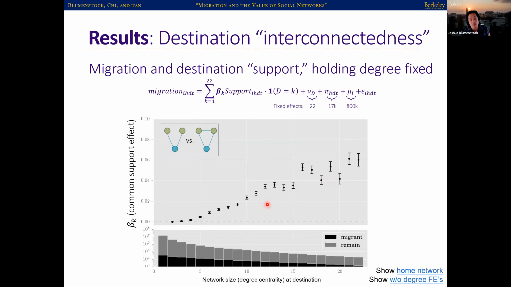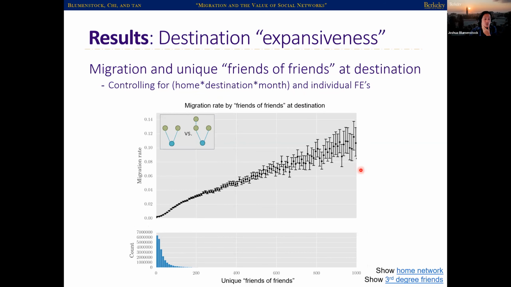In other words, conditioning on the size of a network, you're always more likely to go to that destination when the people in that destination are more interconnected, but also that the effect is increasing. So the more contacts you have in the destination, the more important it is that they're interconnected. So that's sort of intuitive.